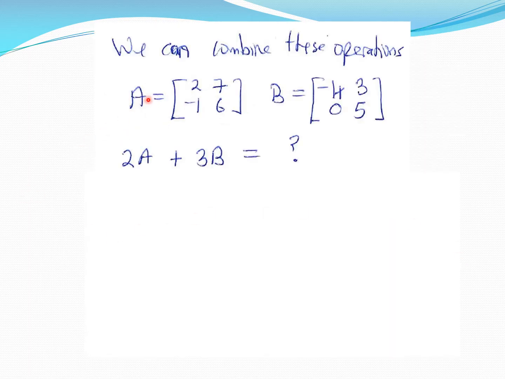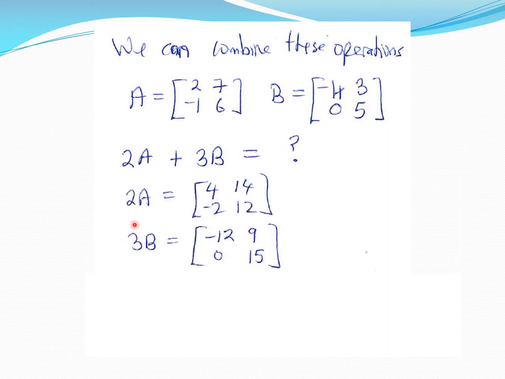And we can combine these operations. Taking a different example now, if this is the matrix A, that's a 2 by 2 matrix. It's got 2 rows and 2 columns. Likewise, B. So what is 2A plus 3B? So 2 times matrix A plus 3 times matrix B.